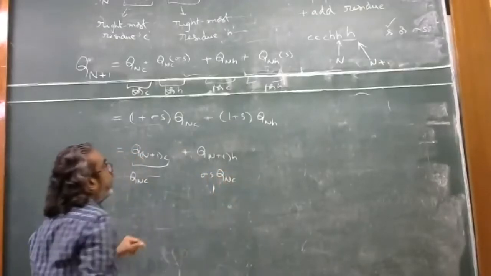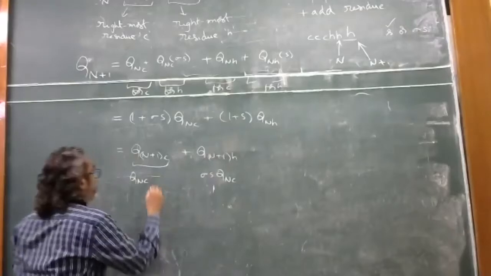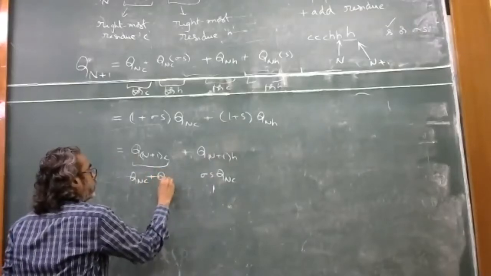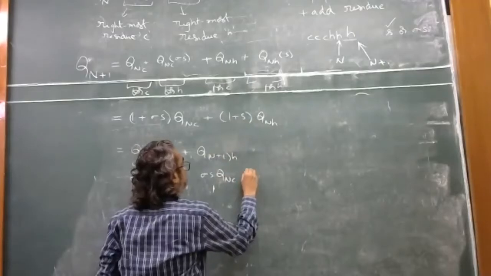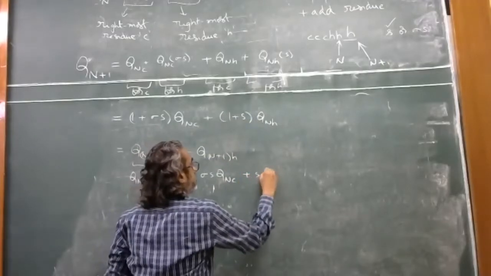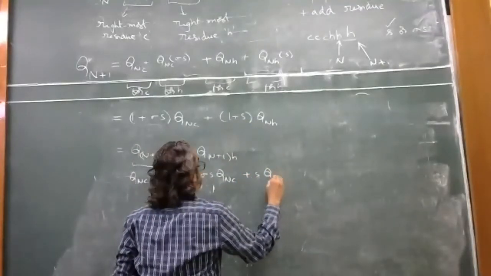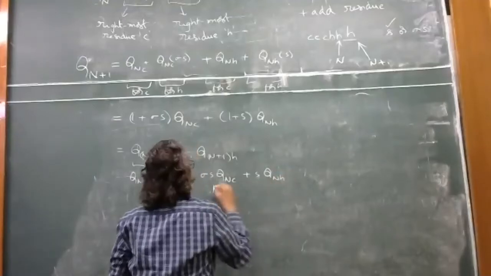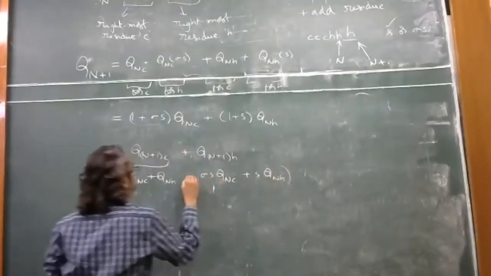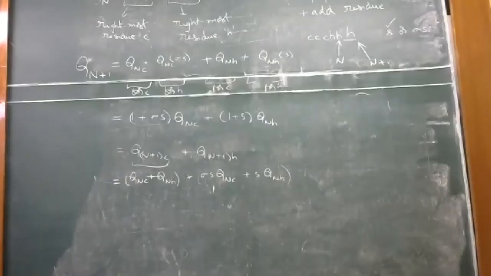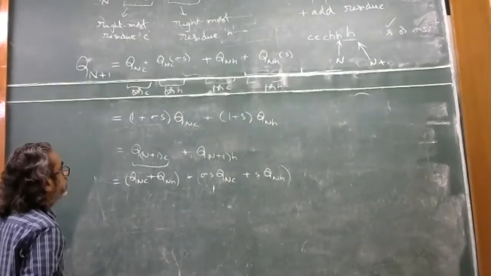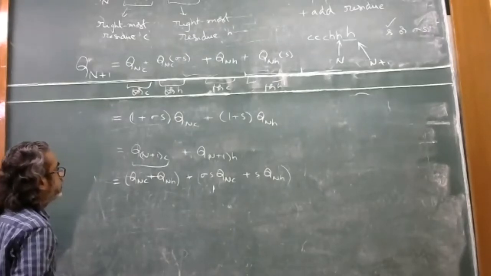QNC. And then this term will come here. QNH. And this term will go S U N H. Okay, so this is clear.